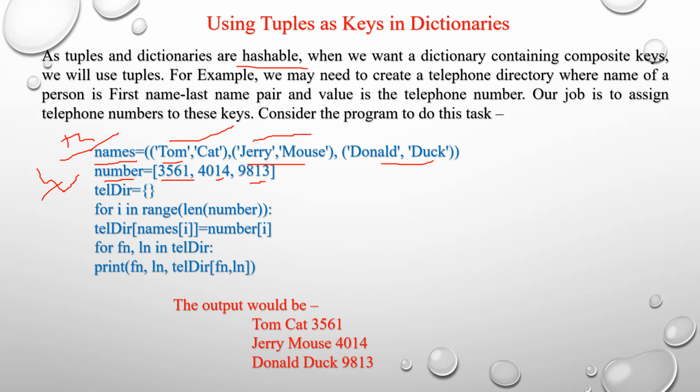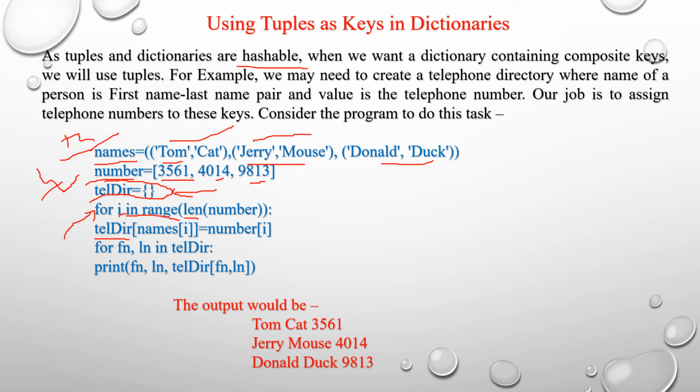After that I'm going to create one empty dictionary. I name it tell dir, with curly braces, so this will open the empty dictionary. Here I am declaring a for loop, and I name the loop variable i in range, using the len function on numbers. This will count the total number of items. So this is the use case of the len function. After that, I assign tell dir of names of i is equal to numbers of i.